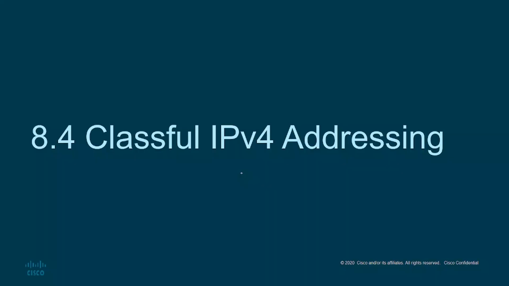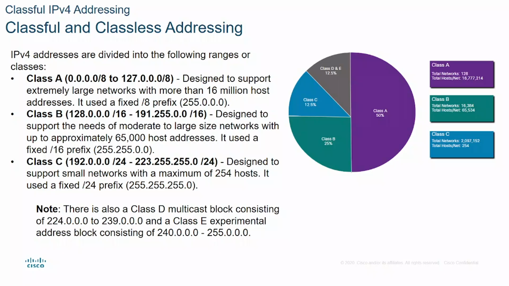All right, so this is another activity. Let's look at classful and classes addressing. So this is a class A IPv4 address. Class A IPv4 addresses range from 0.0.0.0/8 to 127.0.0.0/8.